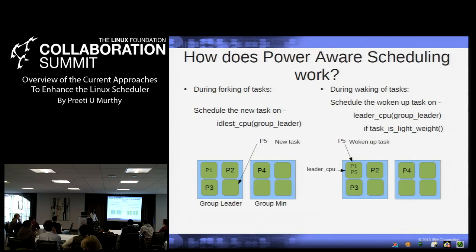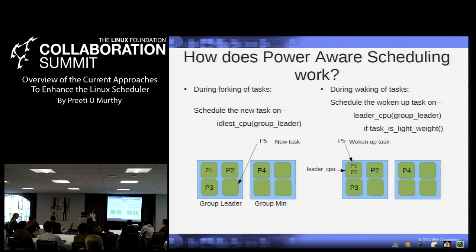At this point, we can also try to understand what happens in these two scenarios: forking of tasks and waking of tasks. When you fork a task, you would search for an idle CPU for it to run on. Why not do it on a group leader? Do it on a group leader so that you try consolidating load as much as possible, or you pack load on a group. When you wake up a task, you could do the same, but you can take an additional step forward.